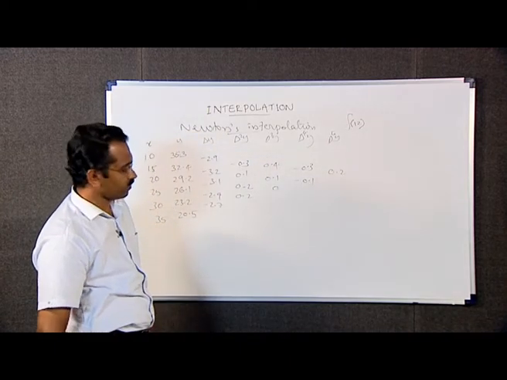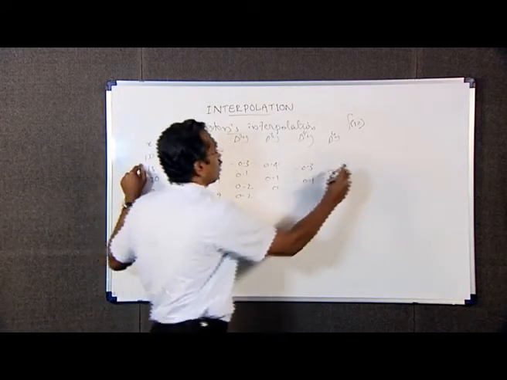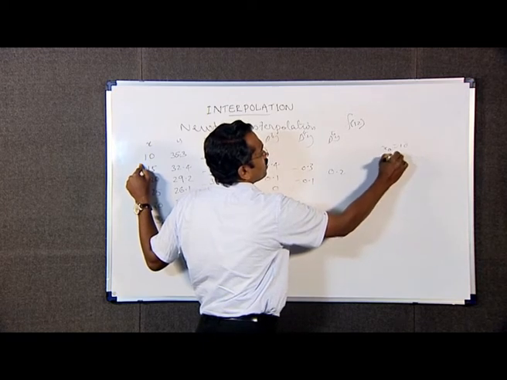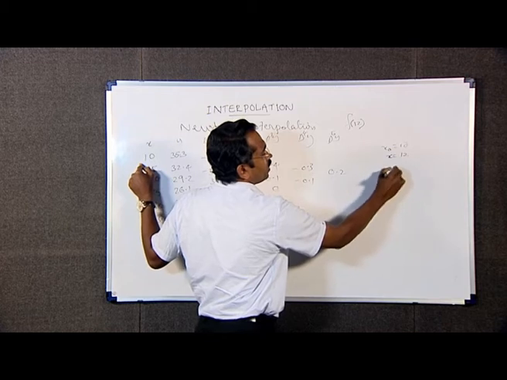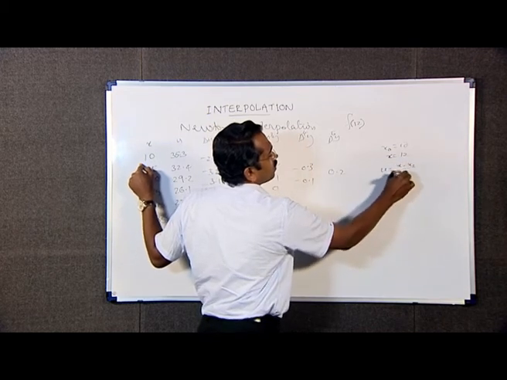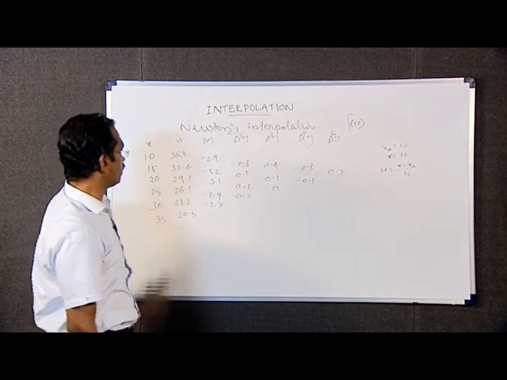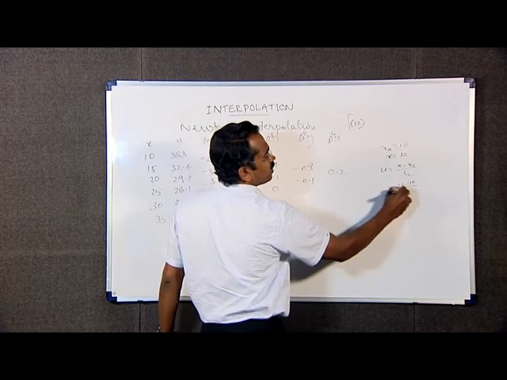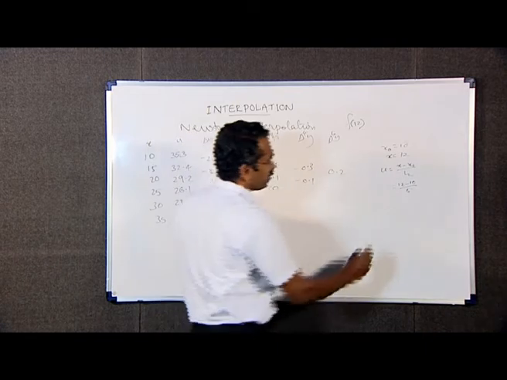Now, here x naught is 10, and x is 12. Therefore, u equal to x minus x naught divided by h. Here h, the interval of differencing, is 5. Therefore, u is equal to 12 minus 10 divided by 5, that is 2 by 5, which is equal to 0.4.